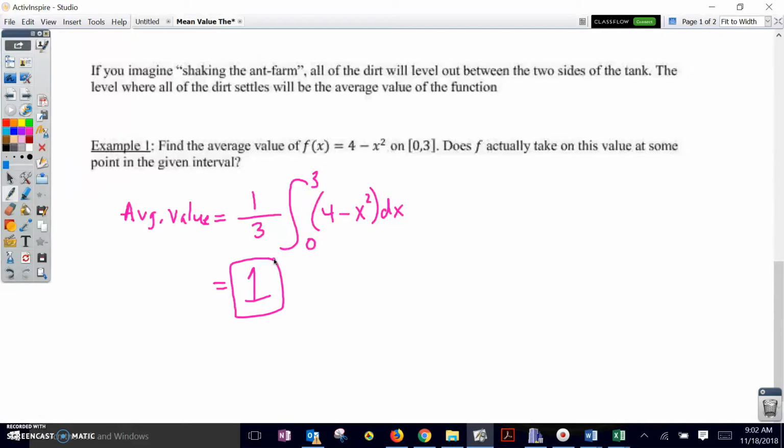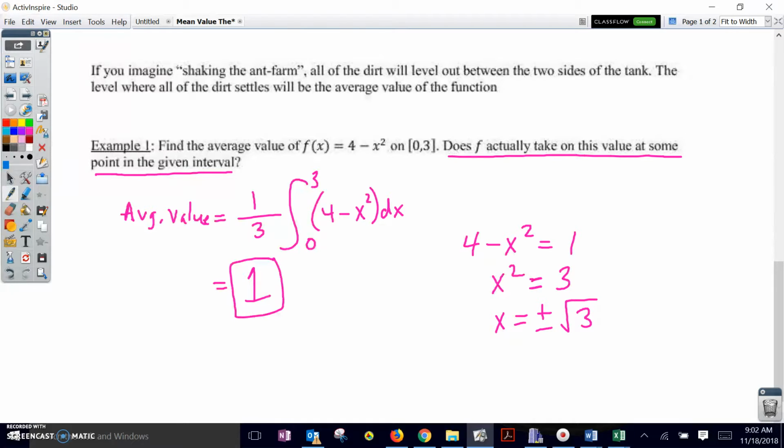Now the second part of this asks, does this function actually take on this value at some point in the given interval? So we're asking, is 4 minus x squared actually equal to 1 anywhere in this interval? And if we solve this for x, we get x squared equals 3. So x is equal to plus or minus the square root of 3. Are either of these values in the interval from 0 to 3? Yes, the positive square root of 3 is. And so does this function actually take on this value at some point in this given interval? Yes, at x equals positive square root of 3.